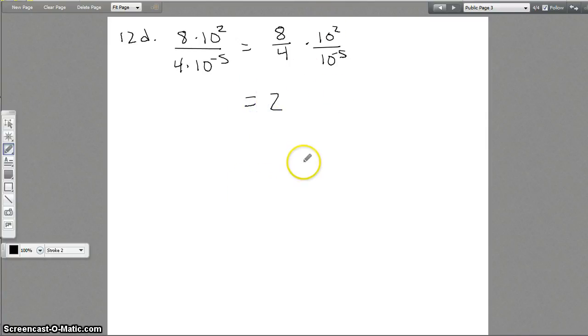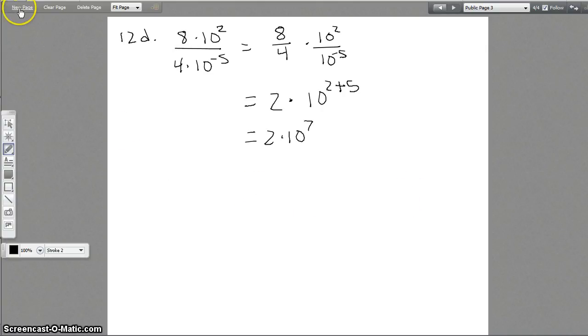10 squared divided by 10 to the 5th, that is 10 to the 2 minus a negative 5. Notice that changed our negative to a positive. So this is going to be 2 times 10 to the 7th. Okay, that's all that we're going to do for number 12. Remember, number 12 is just like number 23.